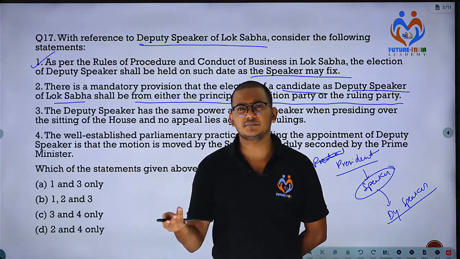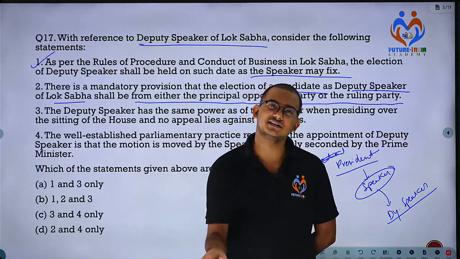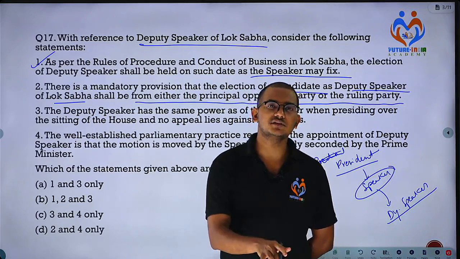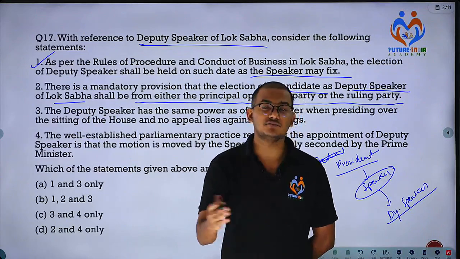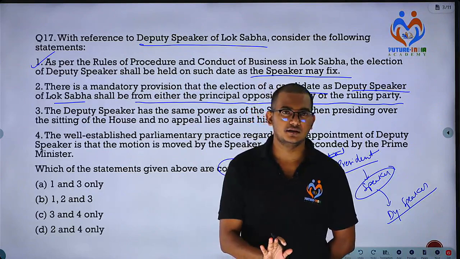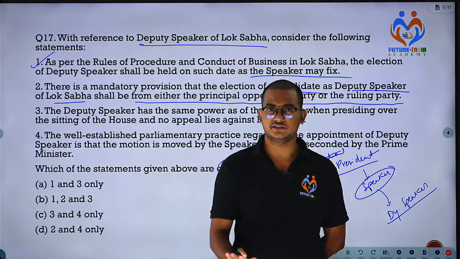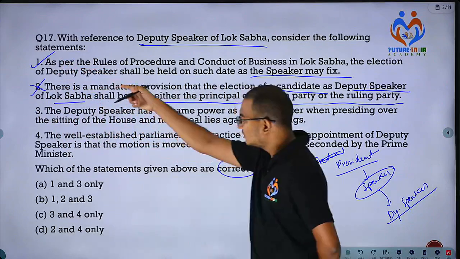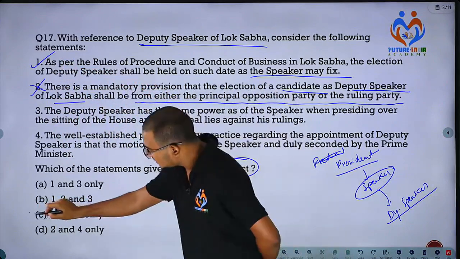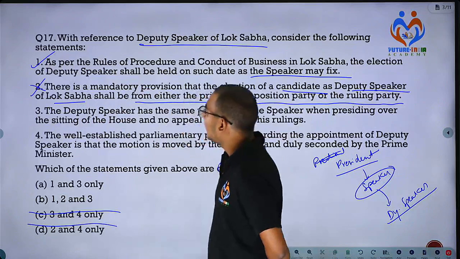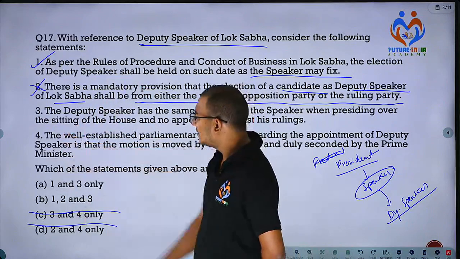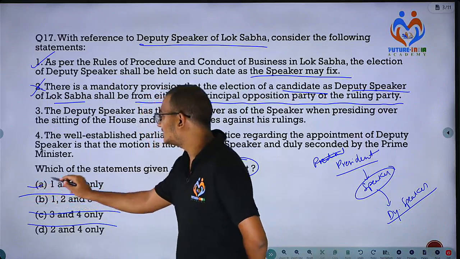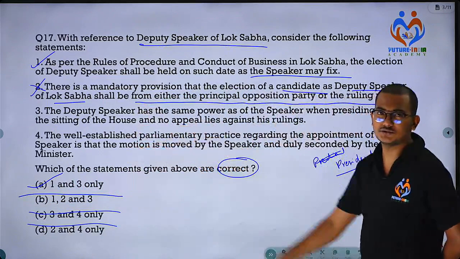Out of convention, we are following these theories actually. So the convention is something like, if obviously speaker is from ruling party, so deputy speaker, out of convention, we are appointing him from the opposition party, but there is no rule as such. So this statement is wrong. So option 1 is correct. So remove all the statements which don't have option 1, and option 2 is wrong. So remove all the statements which have option 2. So your answer is A, but still we'll see the remaining 2 statements as well.